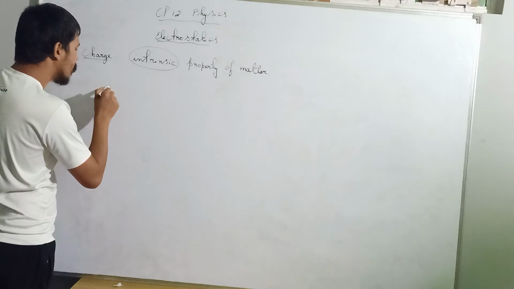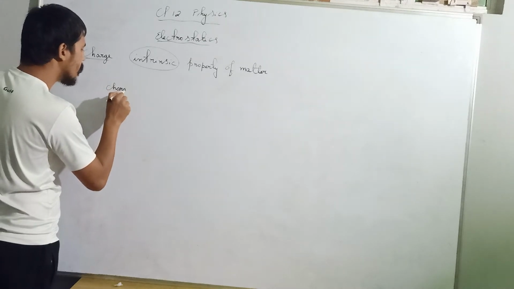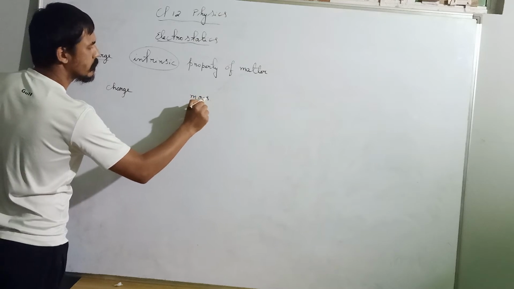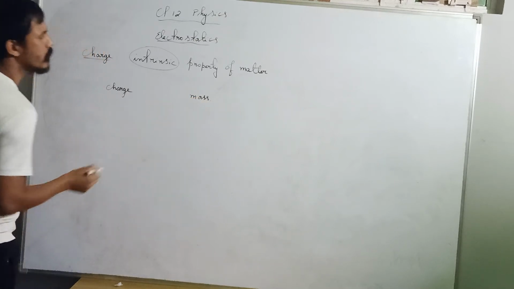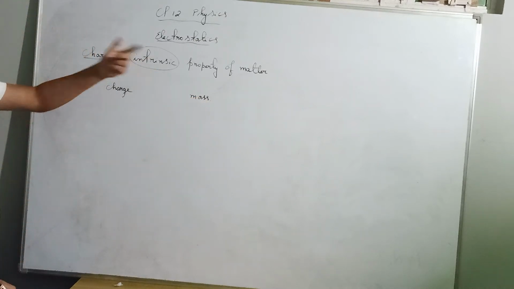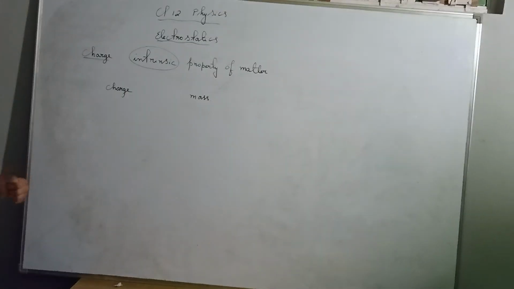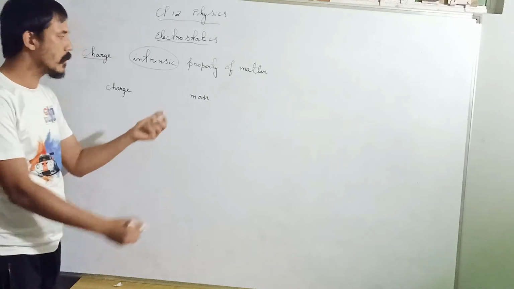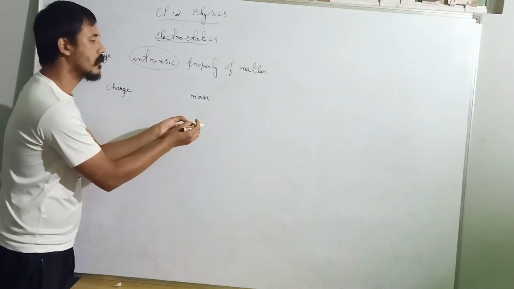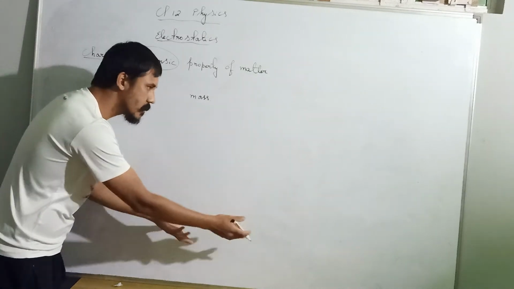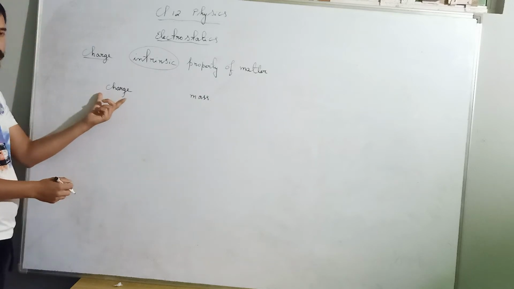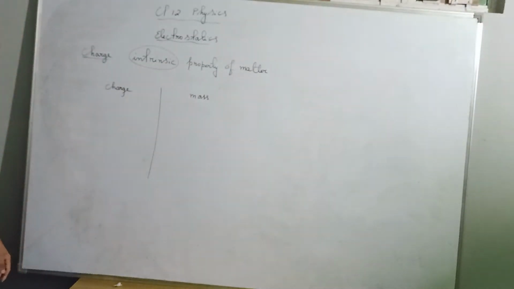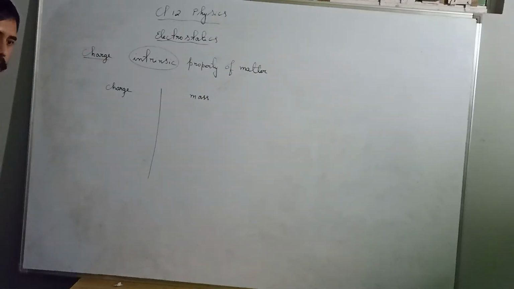Let me tell you some differences between charge and mass. Charge is an intrinsic property of matter. Mass is also an intrinsic property of matter, right? Mass also cannot be further divided. It cannot be further researched. Same with charge. Is it okay? But what is the basic difference between charge and mass?